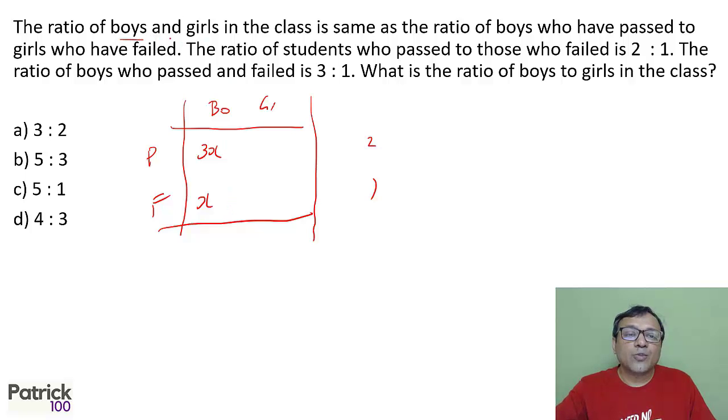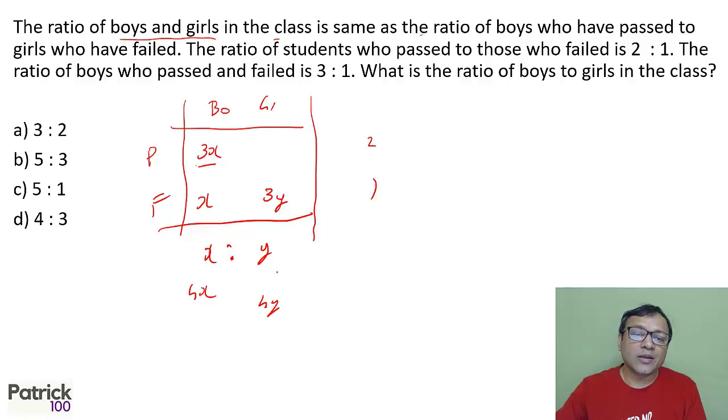Now we go back. The ratio of boys and girls in a class is the same as the ratio of boys who passed and girls who failed. If the ratio is x is to y, and boys who passed is 3x, then girls who failed will be 3y, because the ratio is x is to y. So total boys passed is 4x and total girls failed will be 4y. So this has to be y, girls failed.